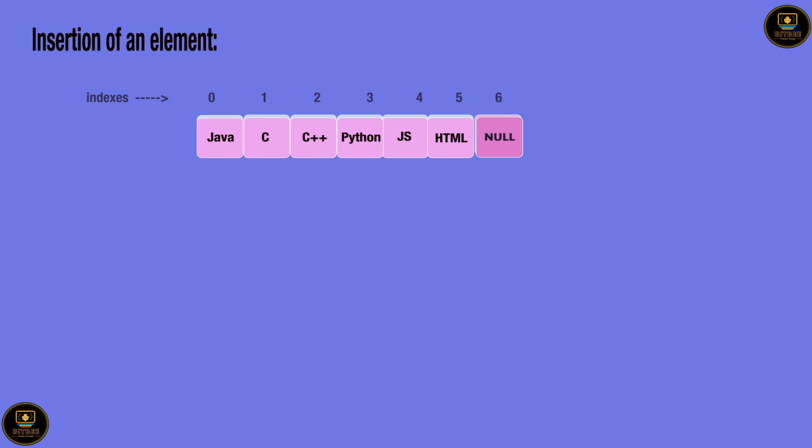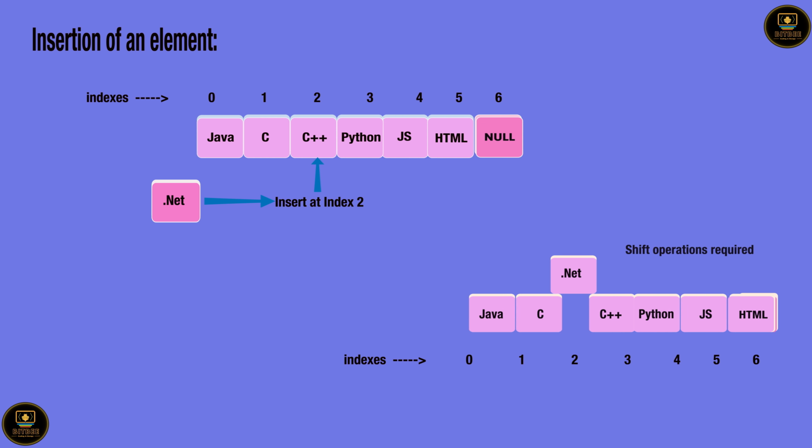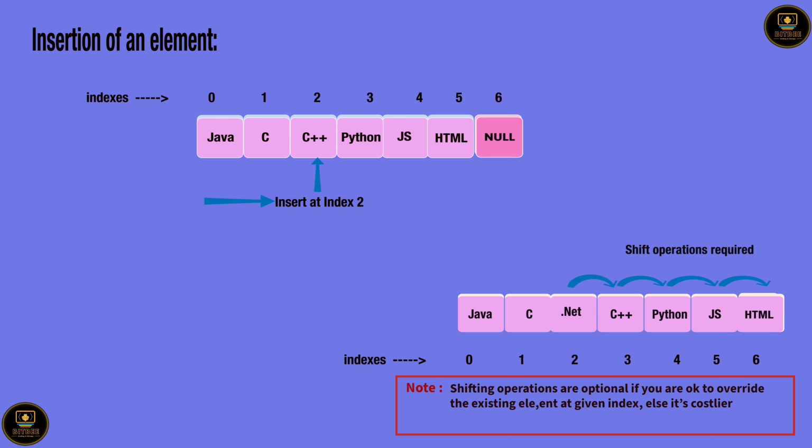Now let's look into the insertion operation. If you want to insert an element in the middle of an array, you have to make the shift operations. We have already seen this. In middle insertion, if there are null or empty values towards the end, there is no issue. But the problem persists when there are elements towards the end, and those elements will be overwritten if we keep inserting elements in the middle of an array.